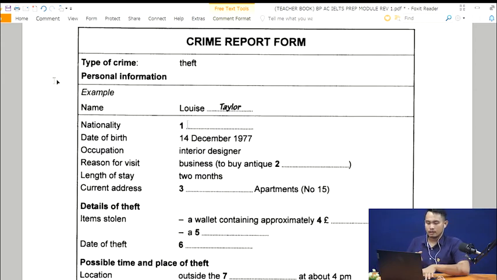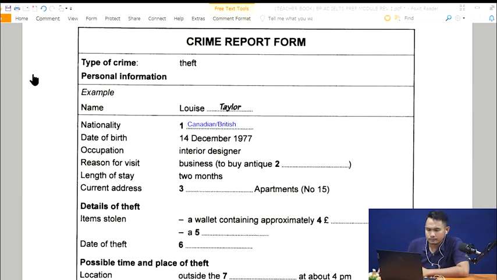Okay, so there are 2 possibilities for the answer for number 1. The first possibility is that she mentioned the word Canadian based on the audio, and also British. So there are 2 possibilities here. One of them is a distractor. So if you are not listening carefully to the audio, then you might get tricked over this one. Now let's repeat the audio, and see whether the answer for number 1 is Canadian or British.